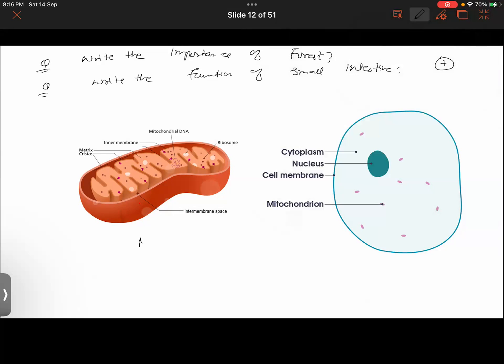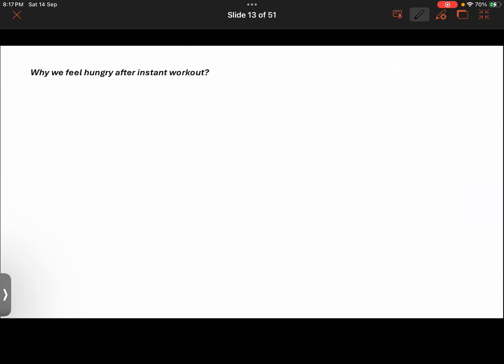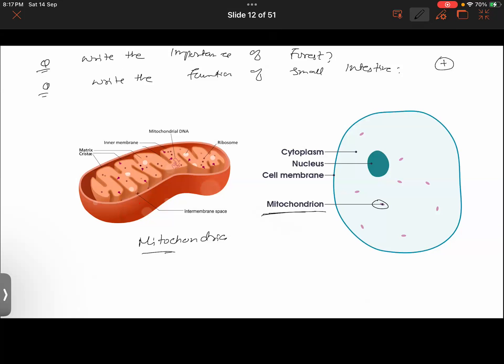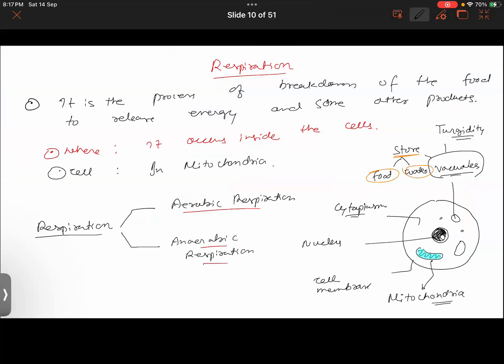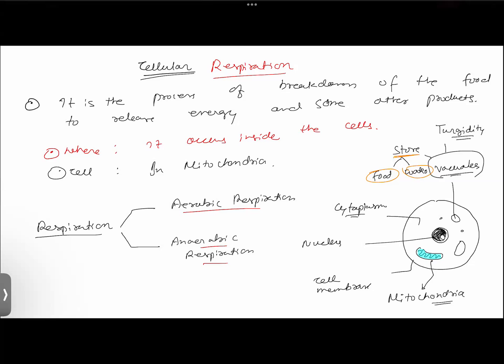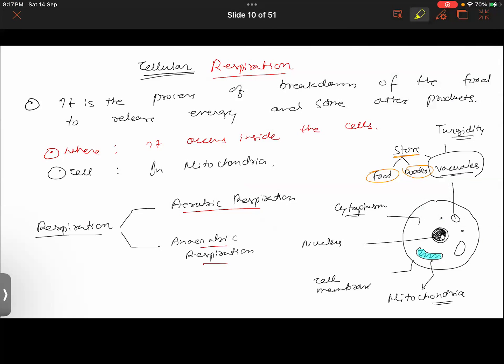Getting it, Razan? Yes. That is the mitochondria. Since this respiration occurs inside the cell, many times respiration is also called cellular respiration. This is also a term we use for respiration. It is more appropriate to say cellular respiration because it occurs inside the cell.